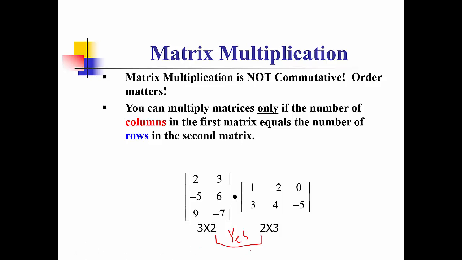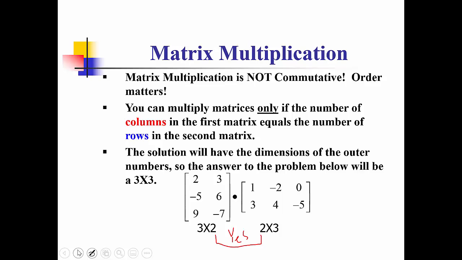Now, if you have a yes right there, that means that you can multiply and that your solution will have the dimensions of the outer numbers. So the dimensions of our answer here would be a 3 by 3. First off, I'm not requiring you to do these by hand, but you will have a video to explain how to do them by hand if you want to. This is more about making sure that if you see a matrix on the ACT, you have the basics and you know what to do.